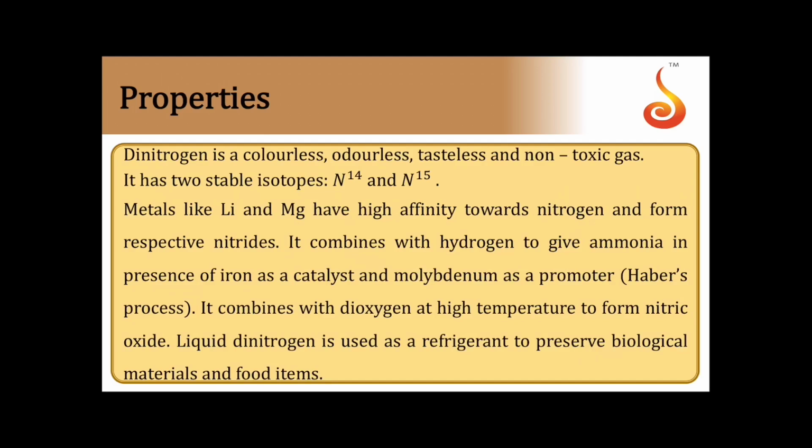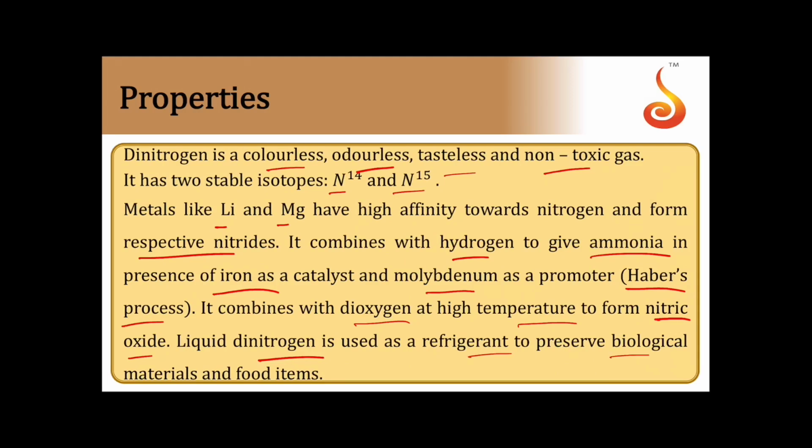Then properties of nitrogen. It is a colorless, odorless, tasteless and non-toxic gas. There are two stable isotopes, 14 and 15. With elements like lithium and magnesium, it can form nitrides, so lithium nitride and magnesium nitride. It combines with hydrogen to give ammonia in the presence of an iron catalyst and molybdenum promoter, which is nothing but the Haber's process. It also combines with oxygen at high temperature to form nitric oxide. And liquid N2 is used as a refrigerant to preserve biological material and food items.